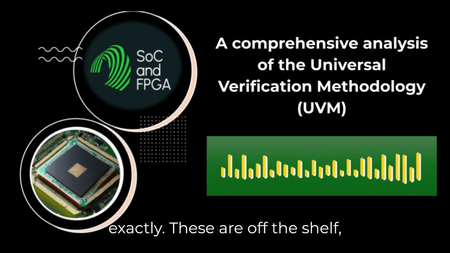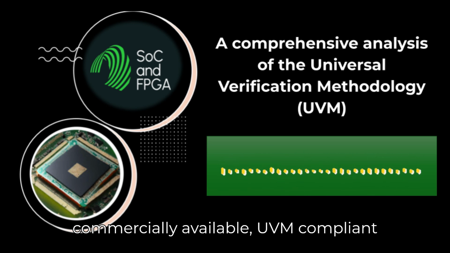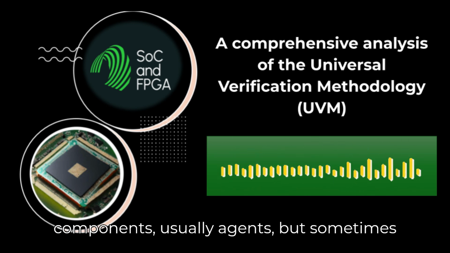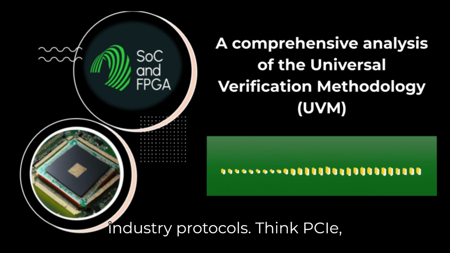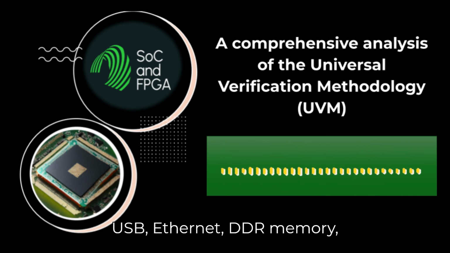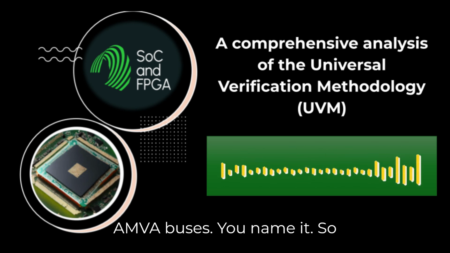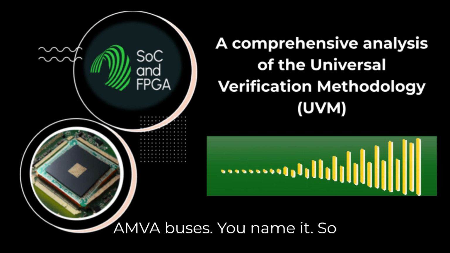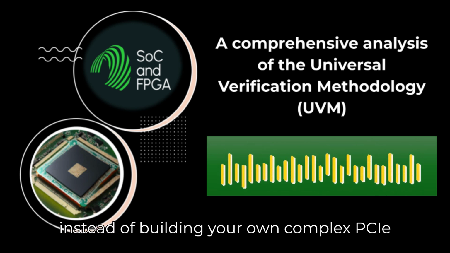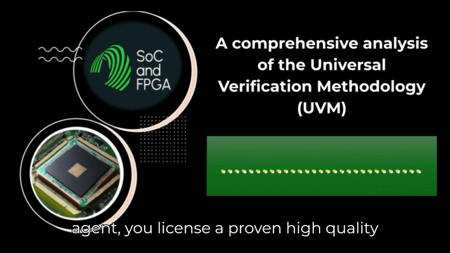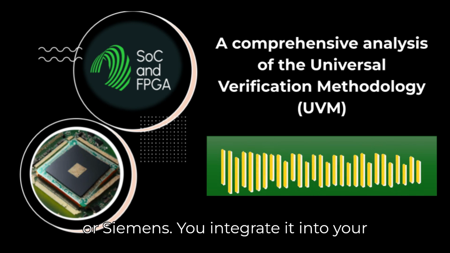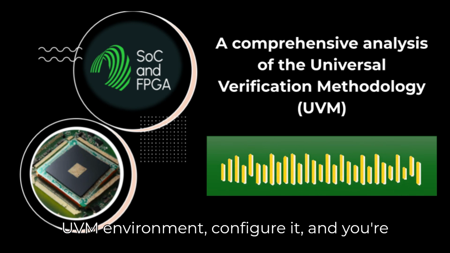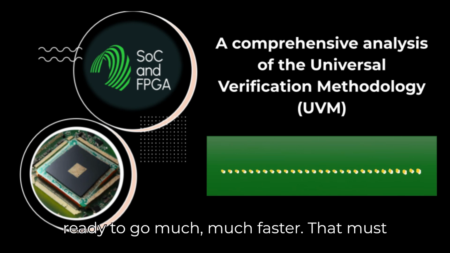These are off-the-shelf, commercially available, UVM-compliant components, usually agents, but sometimes environments or monitors for standard industry protocols. Think PCIe, USB, Ethernet, DDR memory, AMBA buses, you name it. So instead of building your own complex PCIe agent, you license a proven, high-quality VIP from a vendor like Synopsys, Cadence, or Siemens. You integrate it into your UVM environment, configure it, and you're ready to go much, much faster.